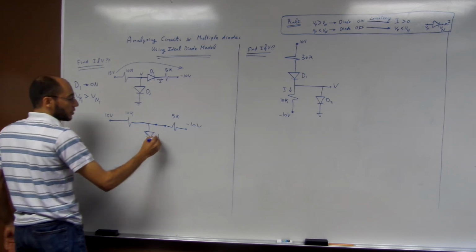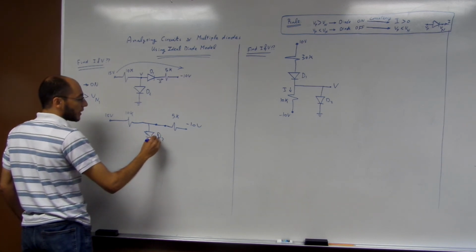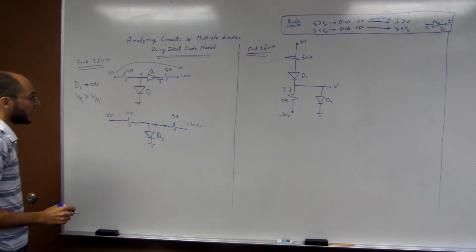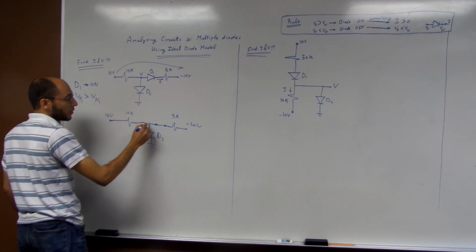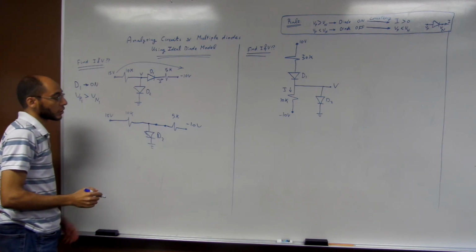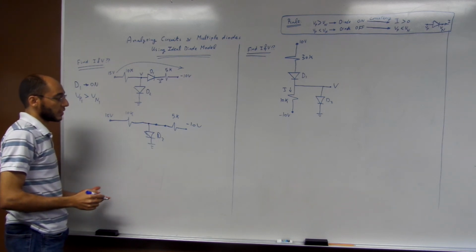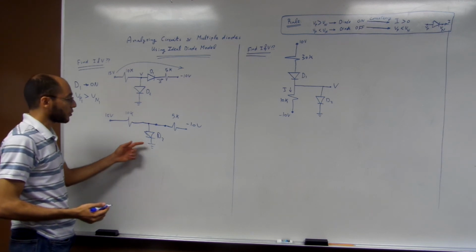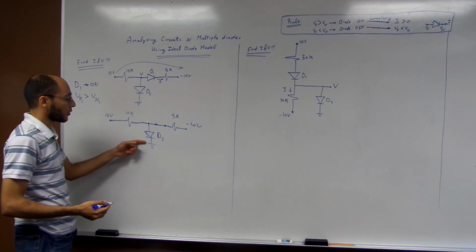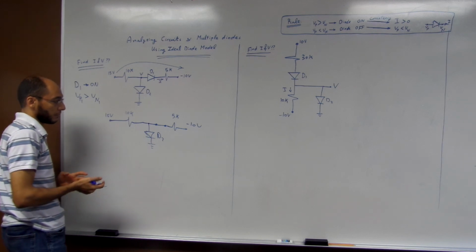So, diode 2, let's consider it. I'm not really sure whether it's going to be on or off. It depends on whether this value of the voltage is closer to the negative 10 or the positive 15. Is it going to be positive or negative, so that I can compare it with the ground, right?